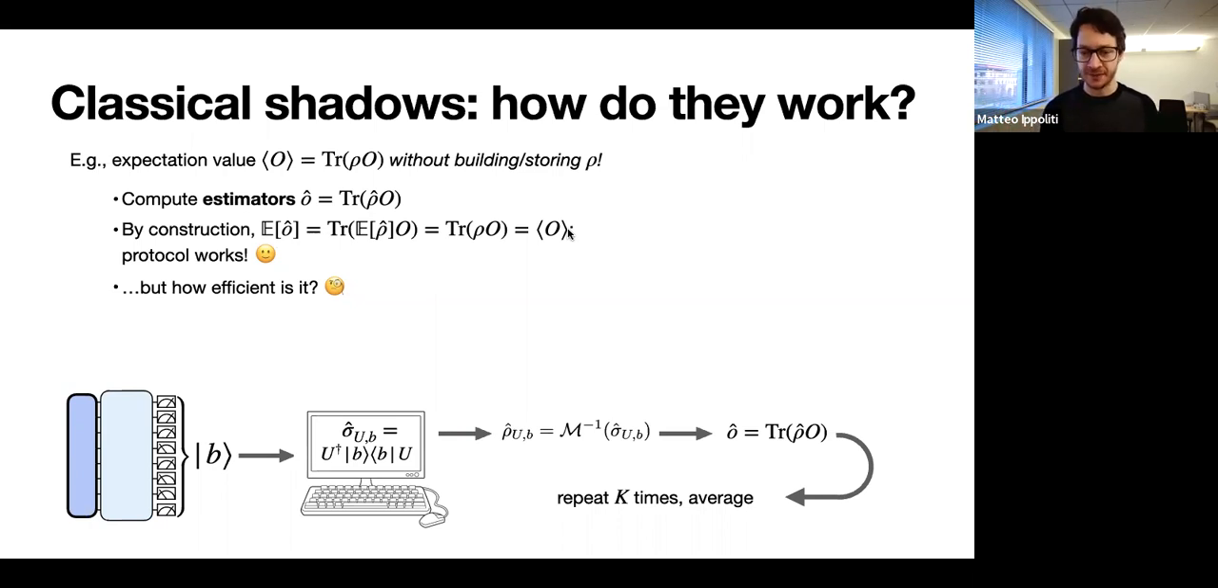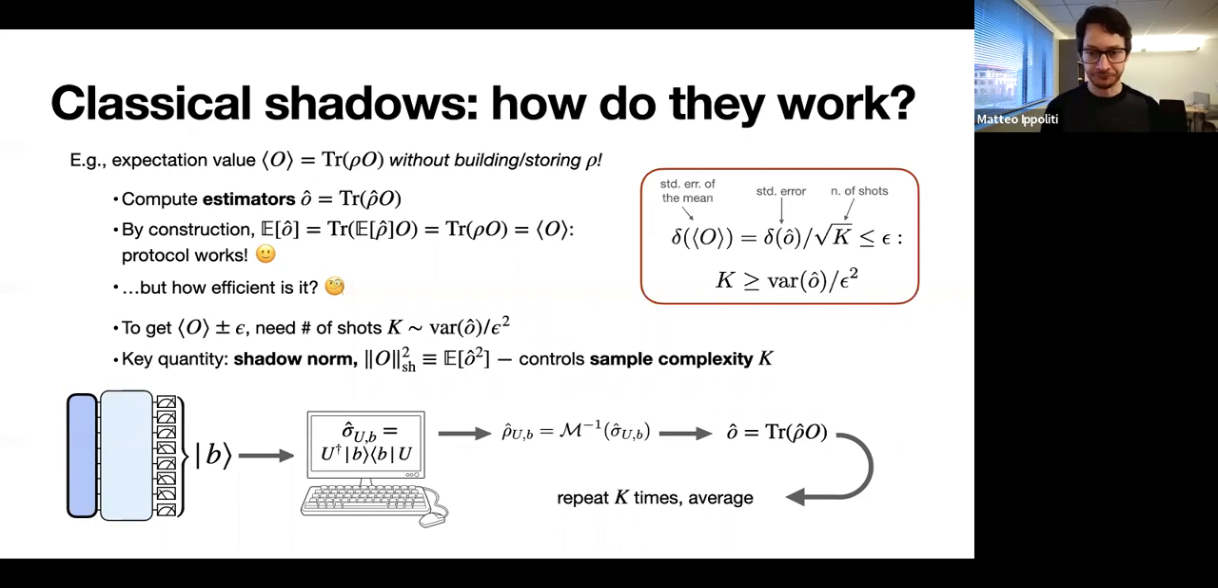So this protocol works. In principle, if you collect enough of these shots, we process them, we compute these estimators, and we throw them together k times an average. This is going to give us the right thing eventually for sufficiently large k. But the question is, how efficient is this? And in particular, how many shots, how big does k need to be for me to get an answer that is within some tolerance epsilon?